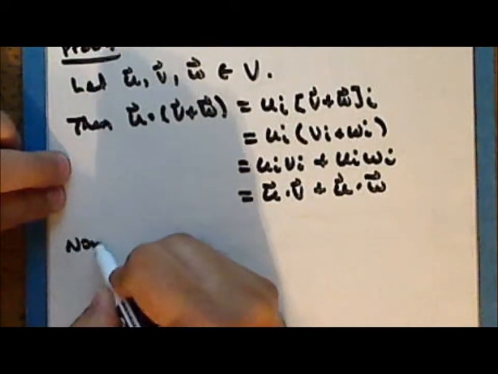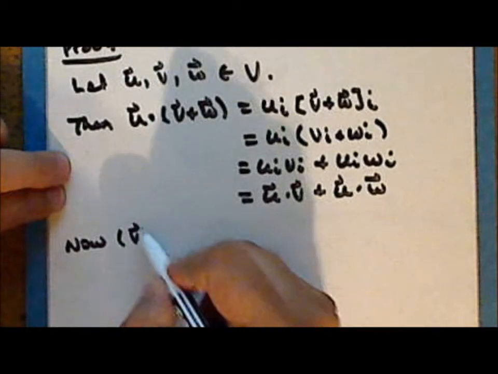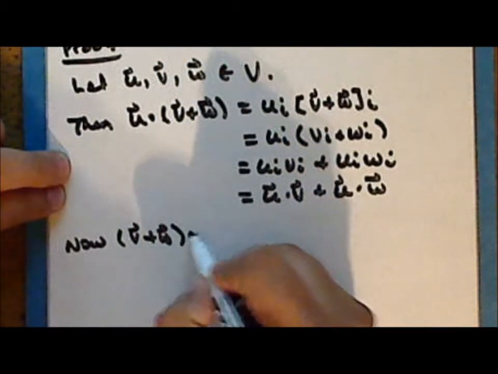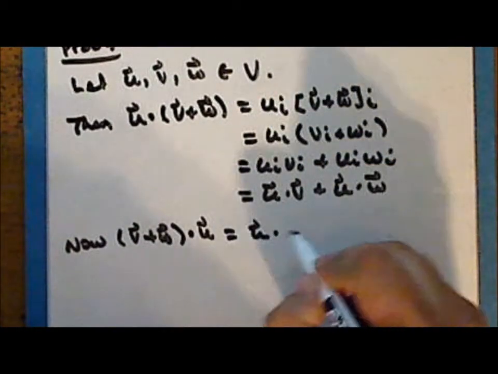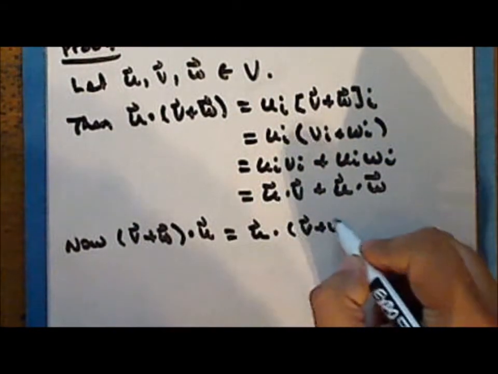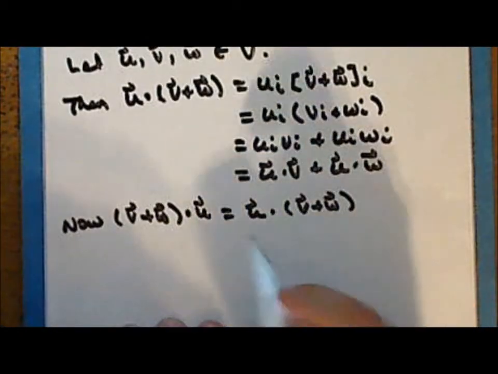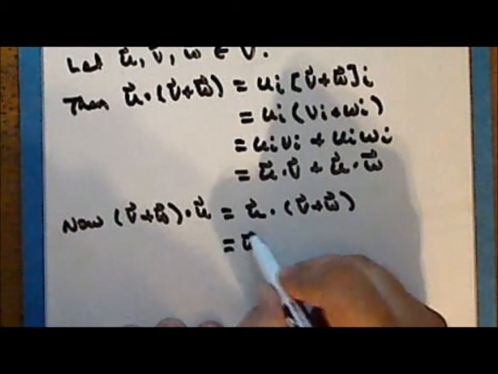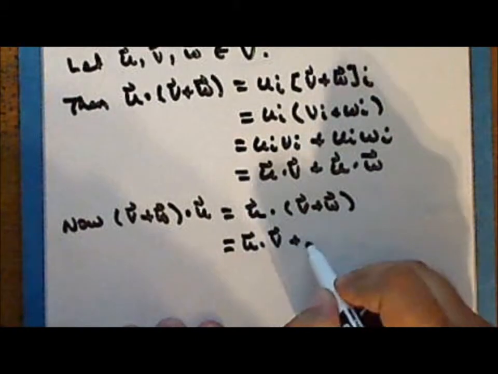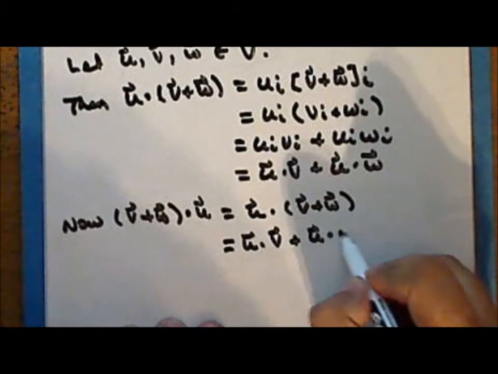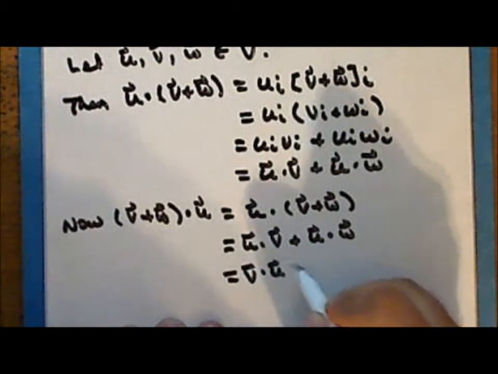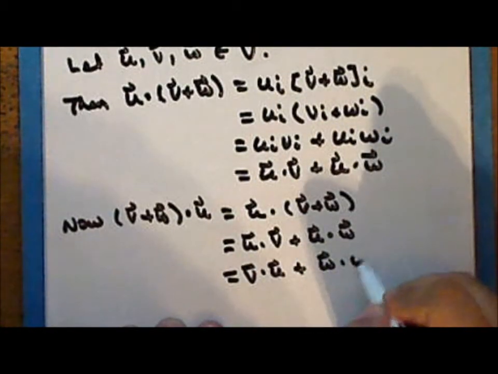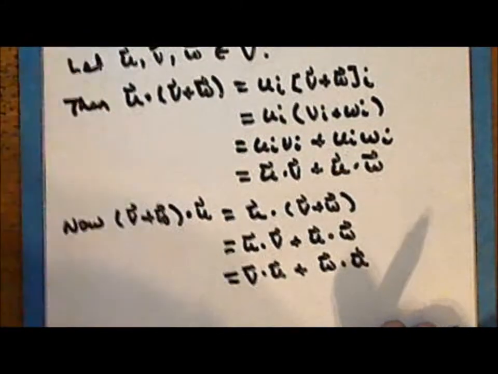Now the dot product of the quantity v plus w dot u is the same as u dot the quantity v plus w, as the dot product is commutative. And again, this is equal to the sum u dot v plus u dot w, which of course is the same as v dot u plus w dot u. And so the distributive law holds for the dot product.